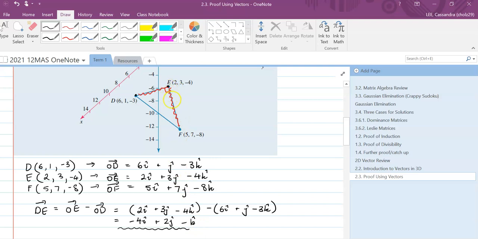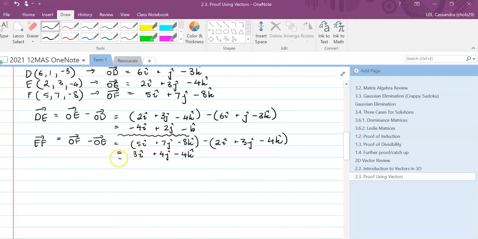Next, we're going to find this vector along here, our EF vector, and we're going to use a very similar formula. As a reminder, our vector EF is going to be equal to OF minus OE. So let's find that vector now. Now we've defined our vector EF here.